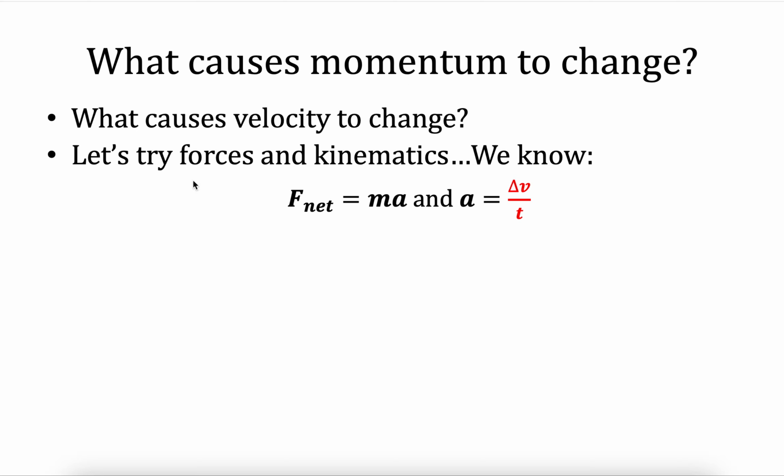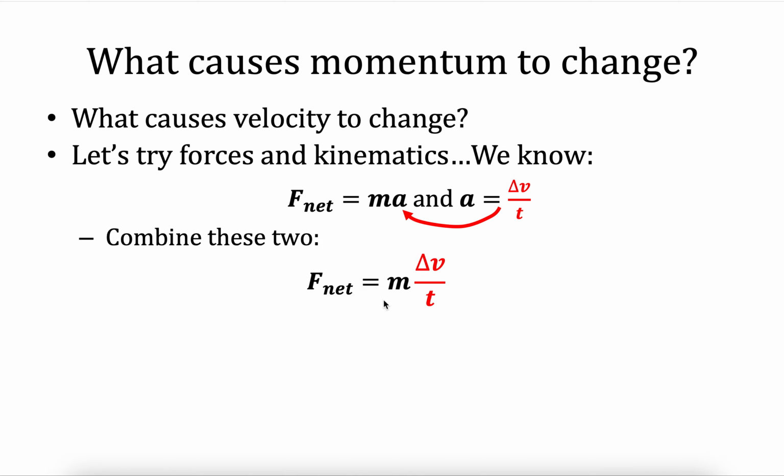So this is what you can write down over here on the left-hand side, this equation, F net equals ma, and acceleration is how quickly the velocity changes, the change in velocity over time, the rate of change of velocity. So we have those two equations. And what we're going to do is combine them a little bit here. Instead of writing acceleration in F net equals ma, I'm going to write what acceleration is equal to: change in velocity over time, how quickly the velocity changes. So I can combine those two, and I get F net equals m times delta v over t.